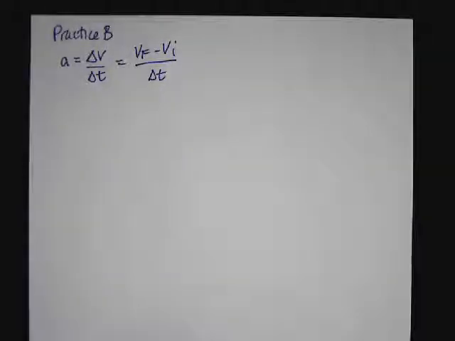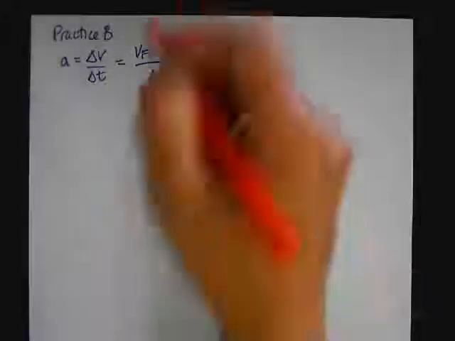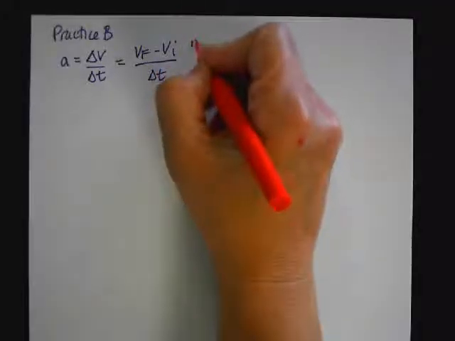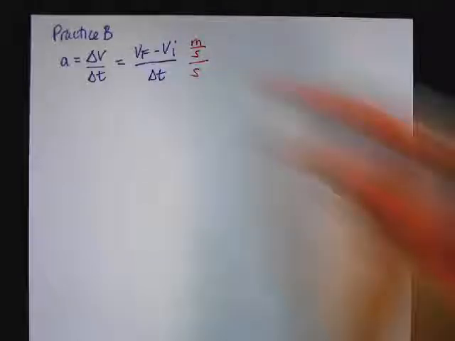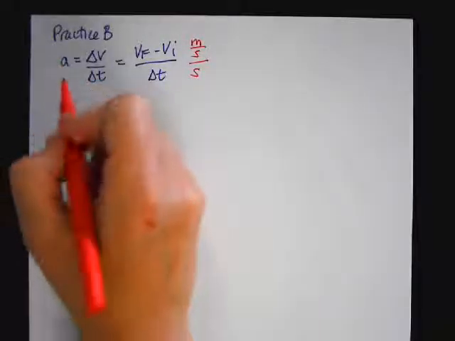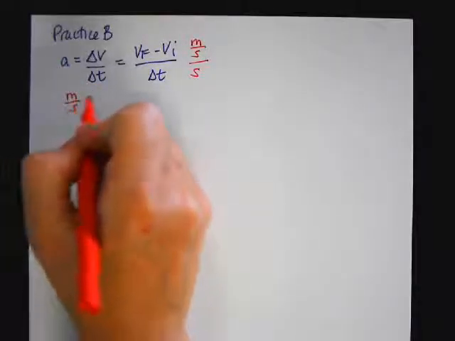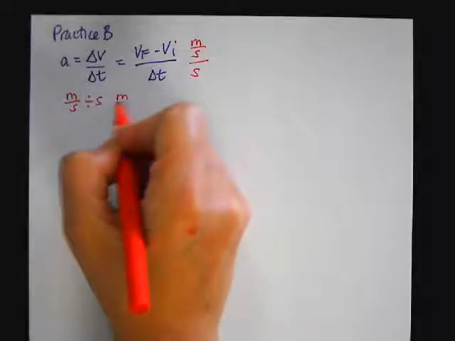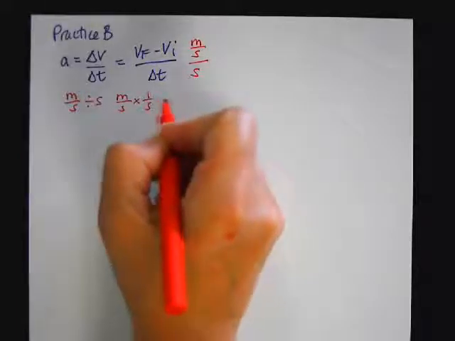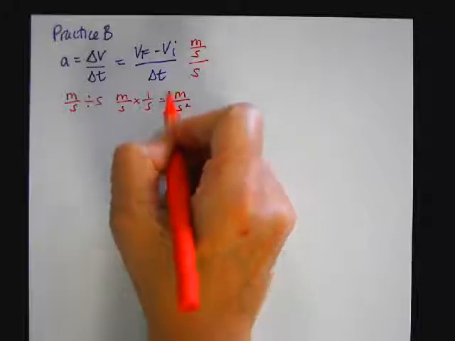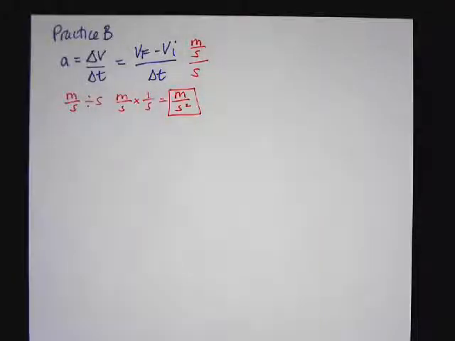It's the time interval. Now if we look at the units, velocity is measured in meters per second. Time is measured in seconds. So a meter per second divided by a second is a meter per second times 1 over a second, which is a meter per second squared, which is the unit for acceleration. Now because acceleration is a vector, it can be positive or negative.